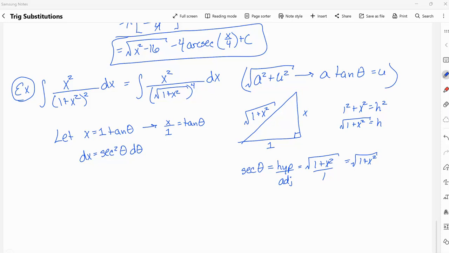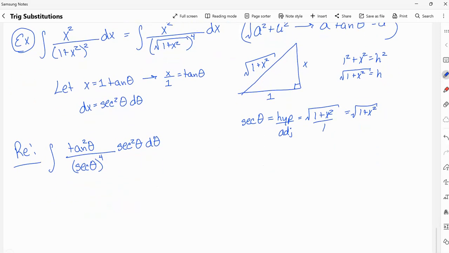So let's see if we can make some substitutions in here. So we have x quantity squared. x is equal to tangent of theta, so this is going to be the tangent of theta squared. That square root is equivalent to secant, so this would be secant of theta raised to the 4th. And then our dx is equal to secant squared of theta d theta. So you can see how these are going to reduce. So I'm going to have tangent squared over secant squared.